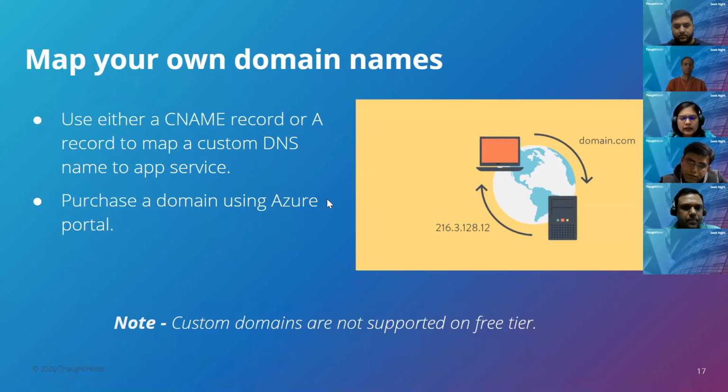You can map either a CNAME record or an A record in your app services. Also, you can purchase the domain using the Azure portal. So if you have an existing CNAME or A record, you can map that from Azure App Service, or you can purchase the domain from the Azure portal itself if you don't have one in advance. These custom domains are not supported on the free tier. So if you have to use a custom domain, you have to go with a minimum of the standard tier.